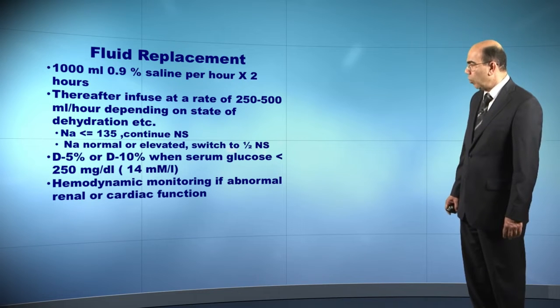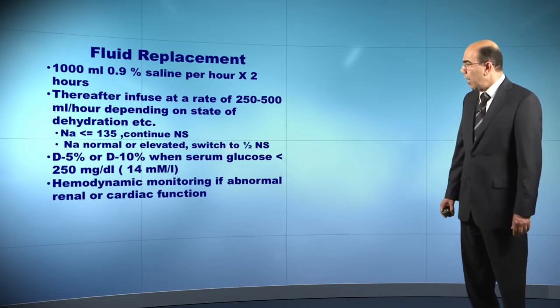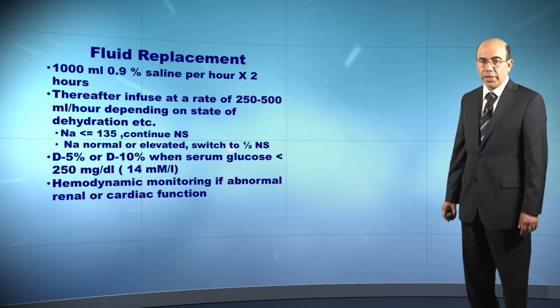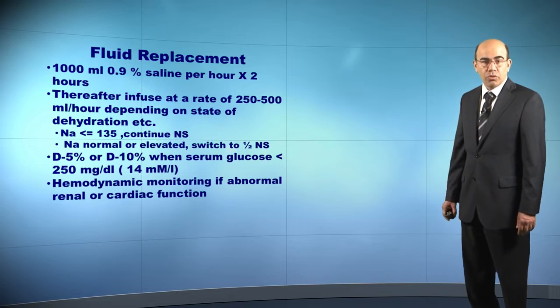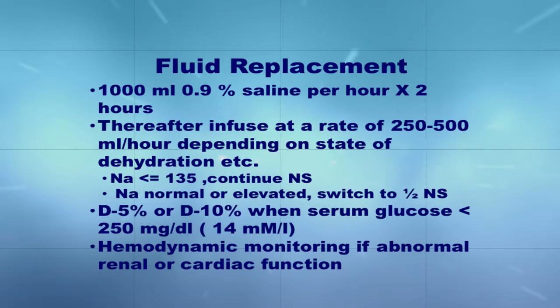And of course, you need to do hemodynamic monitoring if there is abnormal renal or cardiac function. So in elderly patients who have decreased ejection fraction, you may need to do central venous monitoring.